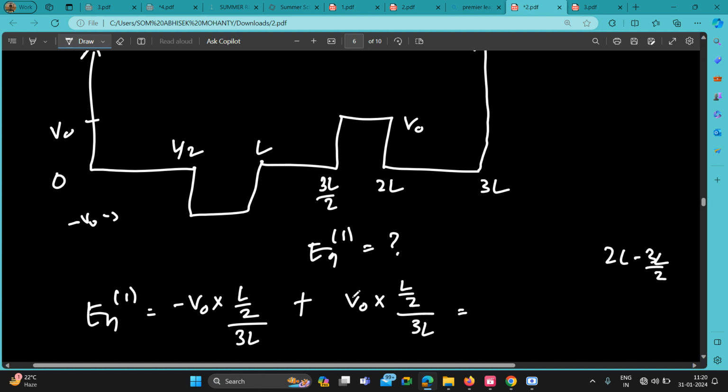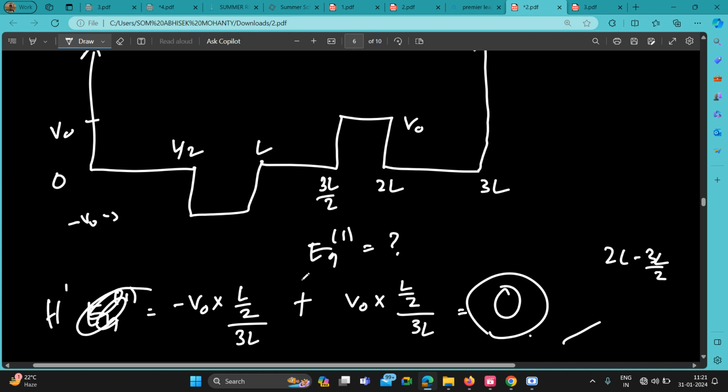If you see, these are actually same and opposite, so the answer will be the same. The whole perturbation, you can see, whatever there is up, there is down, so the whole perturbation is 0. This is perturbation. So the energy correction, the energy will remain the same. Whatever the energy will be, it will remain the same.